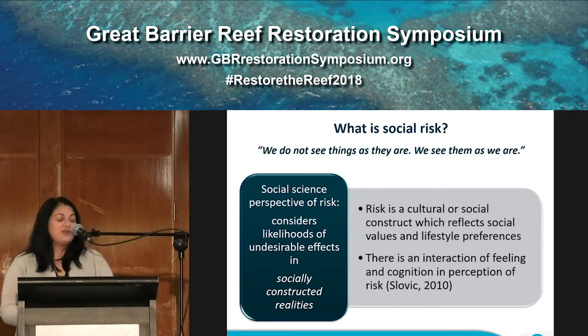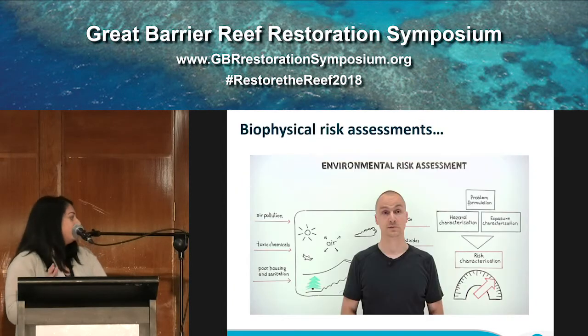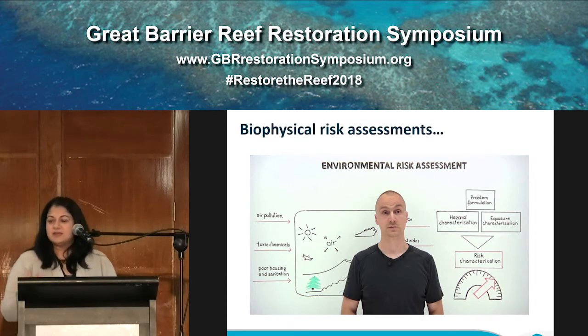So social risks are not substantive risks, they really are reflective of what people think, how they see their world through their own eyes. So I'll give you an example. This is an environmental risk assessment that I just got off YouTube. So you can see that there's a problem that's been identified. There are some inputs to identify the hazards, so things like air pollution, toxic chemicals, pesticides, whatever. So there's some hazards, then there's an exposure component, and you calculate some level of risk characterisation.